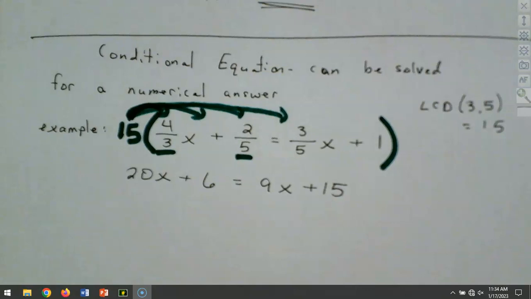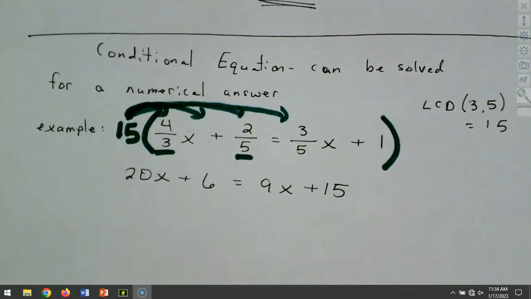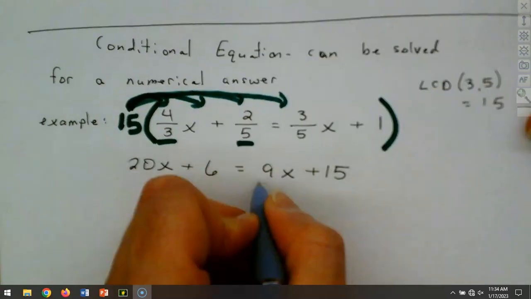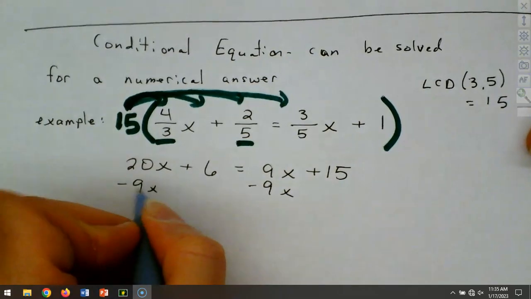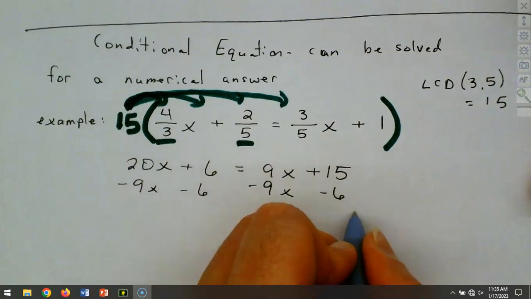We should now be able to easily solve it, which we can. Now, what's going to make this one conditional is we're going to get a number answer out. We're going to get x equals some number. Whenever you get x equals something, that is called conditional. So let's finish this one out. And we can do multiple steps at once. So I'm going to move that 9x over with subtraction. And I'm going to move the 6 over with subtraction as well.